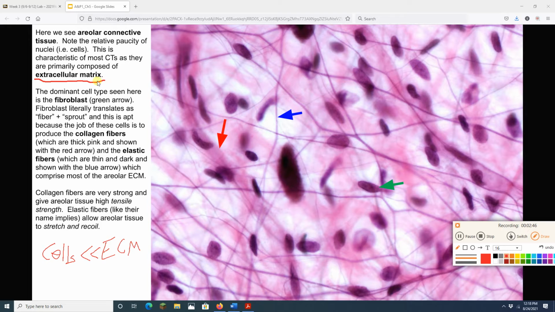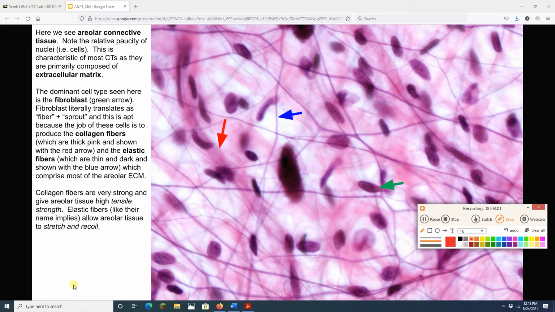Connective tissues, they're not that cellular. They are dominated by this stuff called extracellular matrix. Extracellular matrix is going to primarily consist of 2 things. There are going to be fibers and a liquid called ground substance. So fibers and a liquid called ground substance. That's what makes up the extracellular matrix.